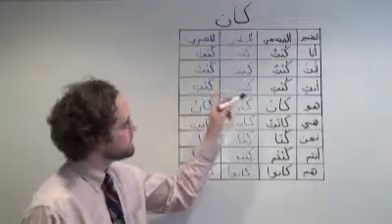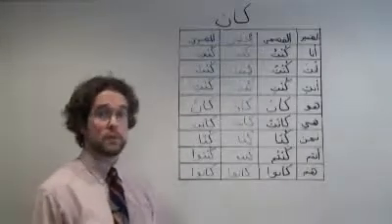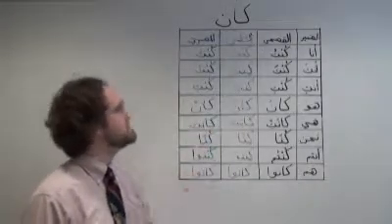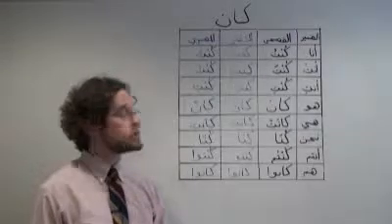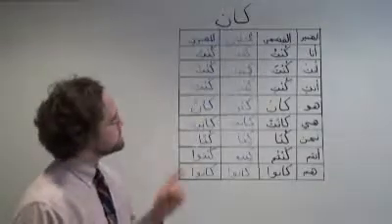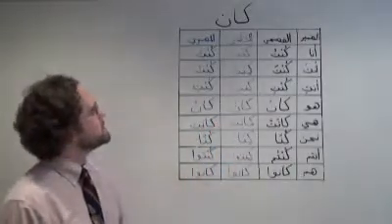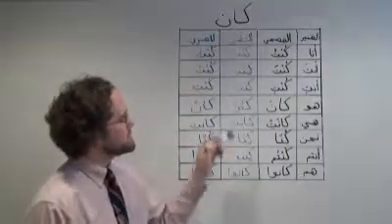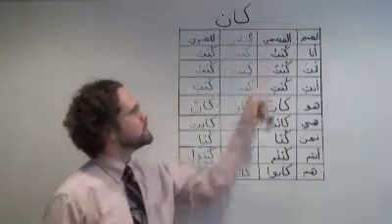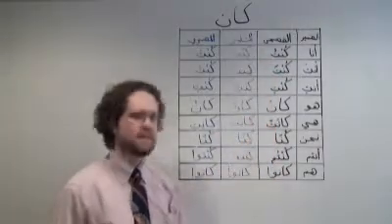We have a series of suffixes that are virtually identical to the suffixes that we use with other past tense verbs. Here we have a chart of the pronouns that are used most commonly in colloquial speech. You will notice that kan is a bit different in that its medial letter, that alif, sometimes disappears, right? Ana kuntu, huwa kan, hiya kanat.